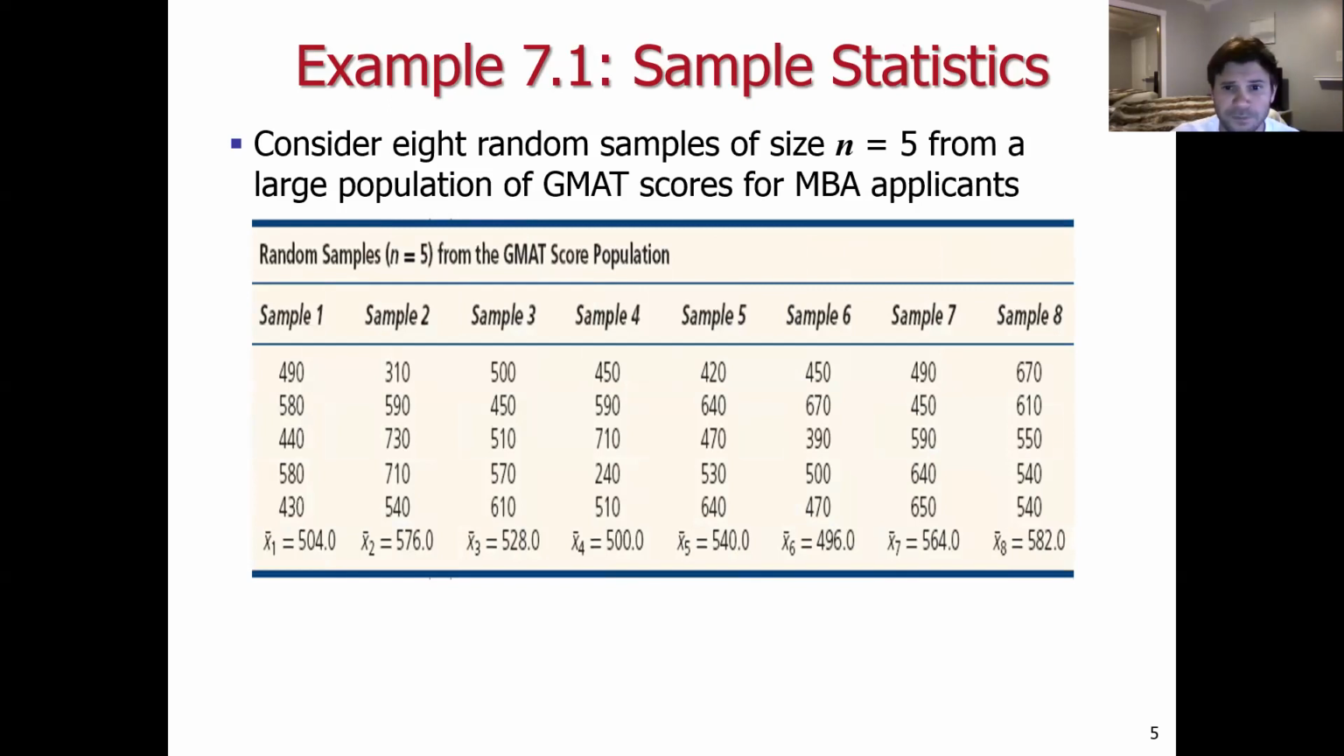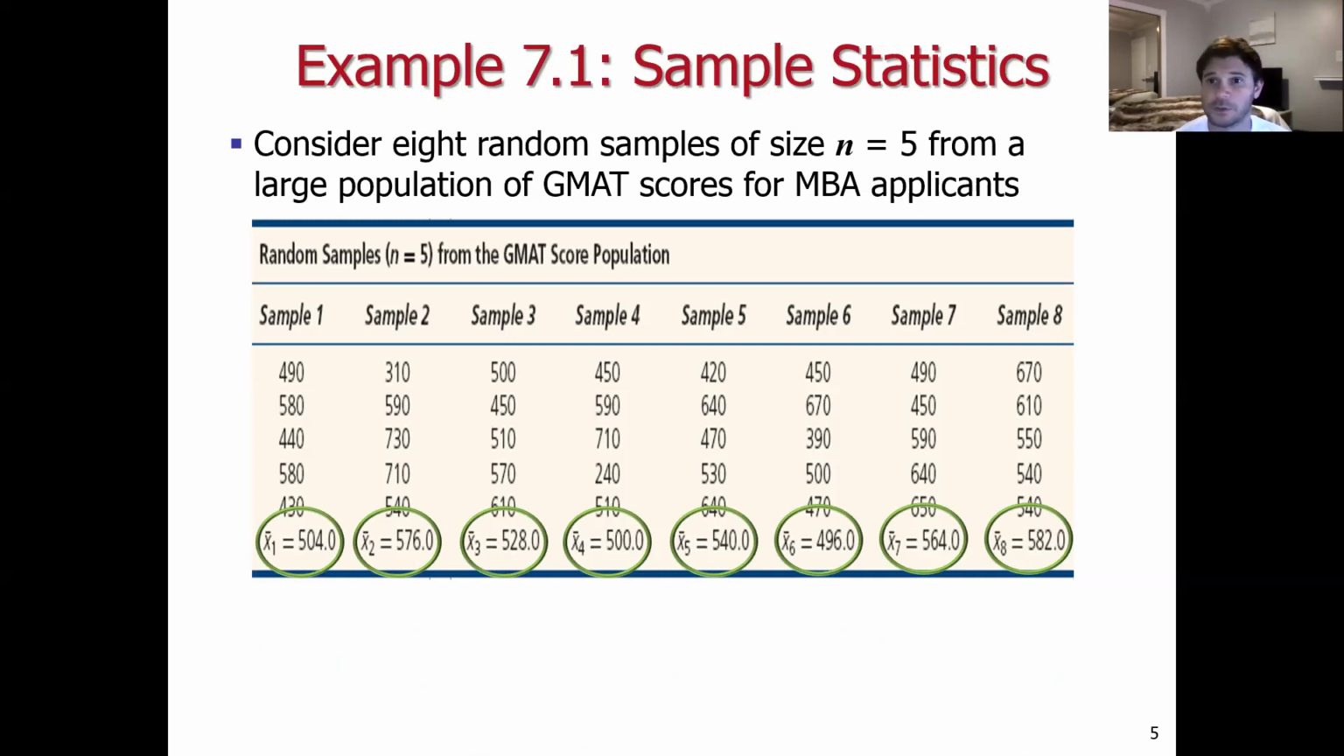You'll note that each column here represents a different sample. So we have 8 different samples. Each sample has 5 different individuals chosen. And you'll notice along the bottom row here, we have computed the sample mean for each of those samples. And you'll note that the sample means are not all the same. They vary a little bit, and this is what we mean by a sample statistic being a random variable. There's a little bit of noise in every sample. Every sample is randomly taken, so every sample is a little bit different.